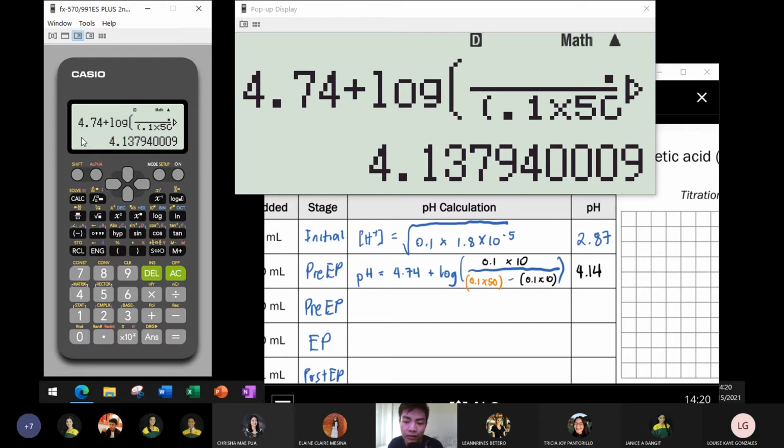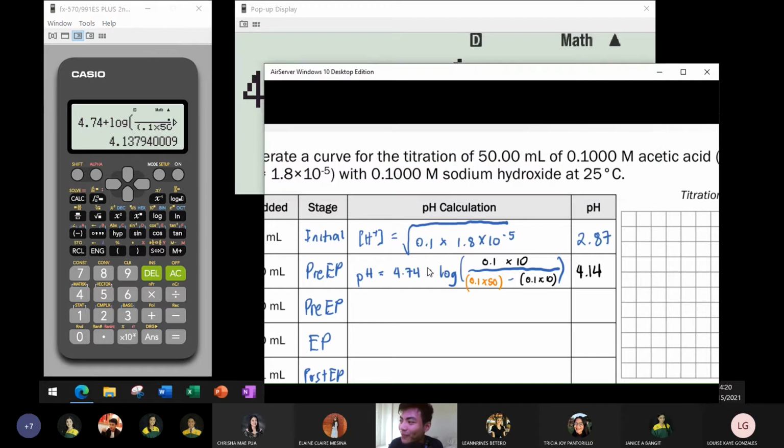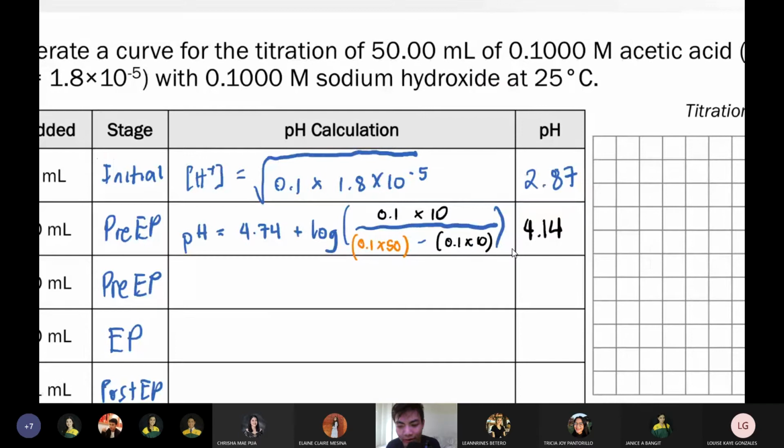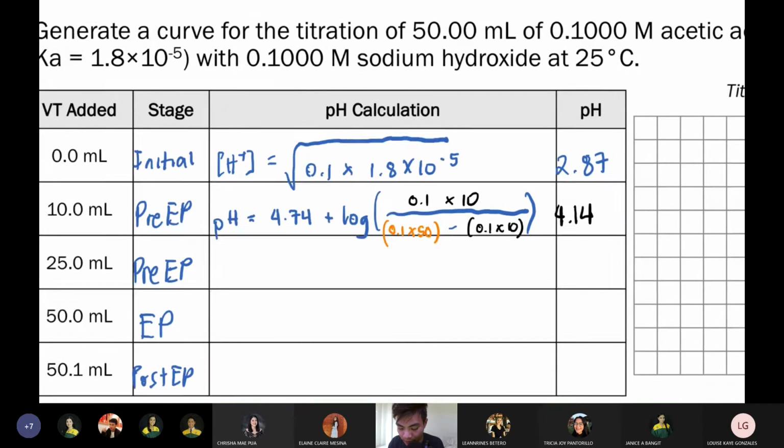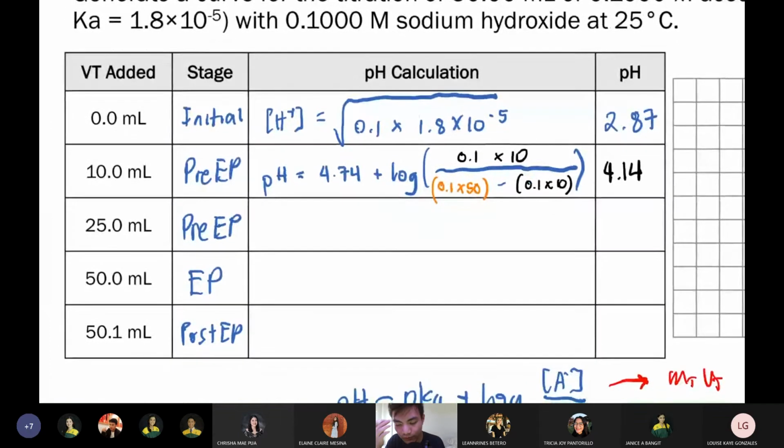Nakuha? Okay. Siyempre, makukuha nyo yan, nasa next slide sagot eh. So, we have 4.14 there. Tuloy natin. 25 ml yan. So, basically, palitan lang natin yung volume ng titrant. Yung 10 gagawin 25. Kopyahin lang. pH equals 4.74 plus log of 0.1 times 25 over 0.1 times 50 minus 0.1 times 25.